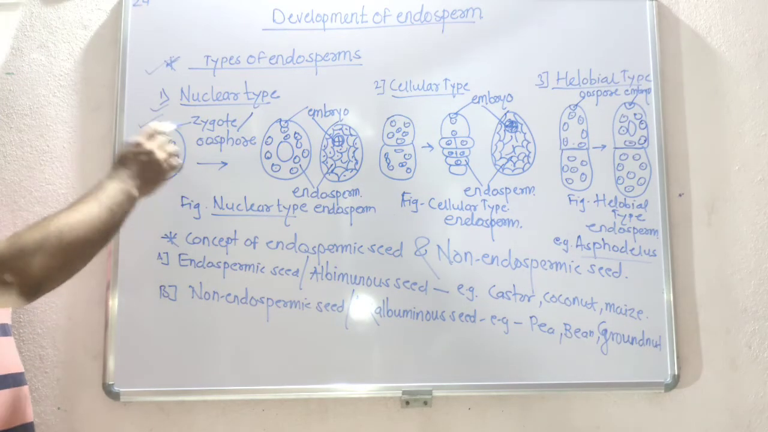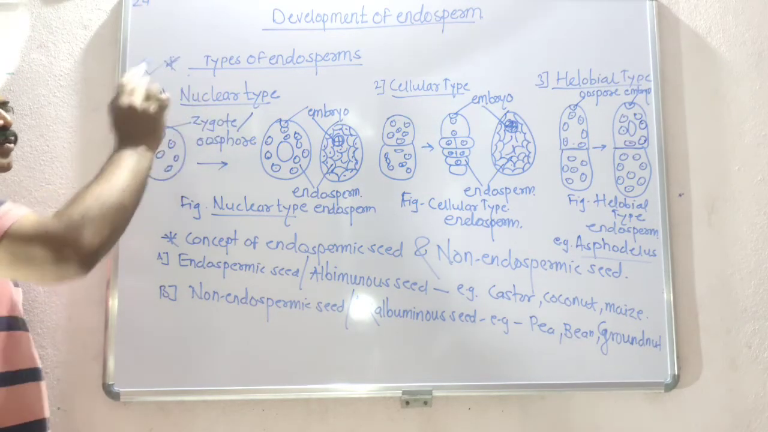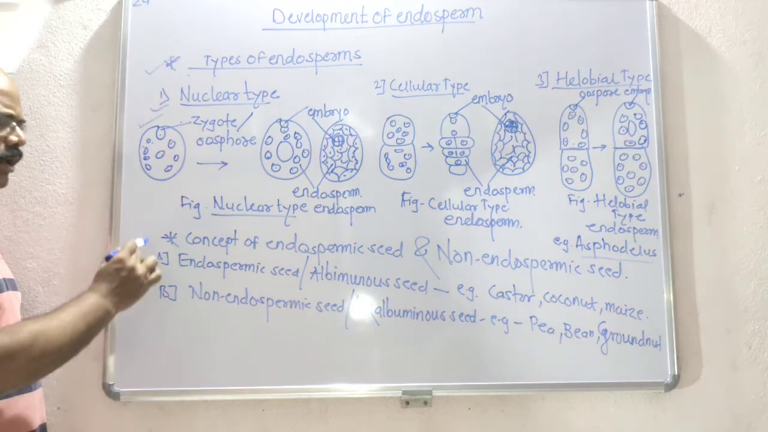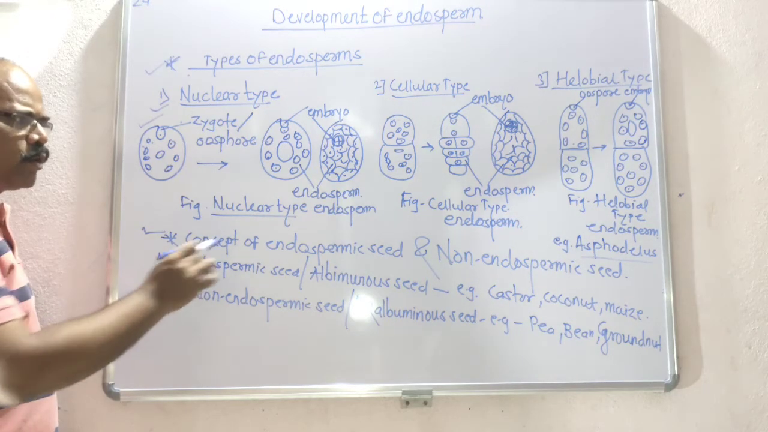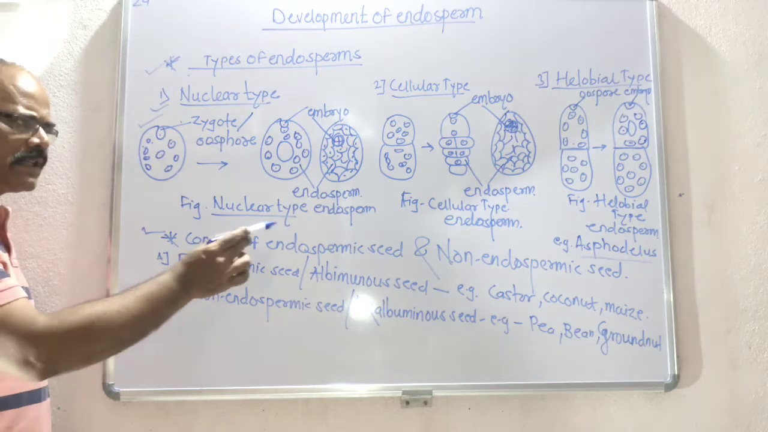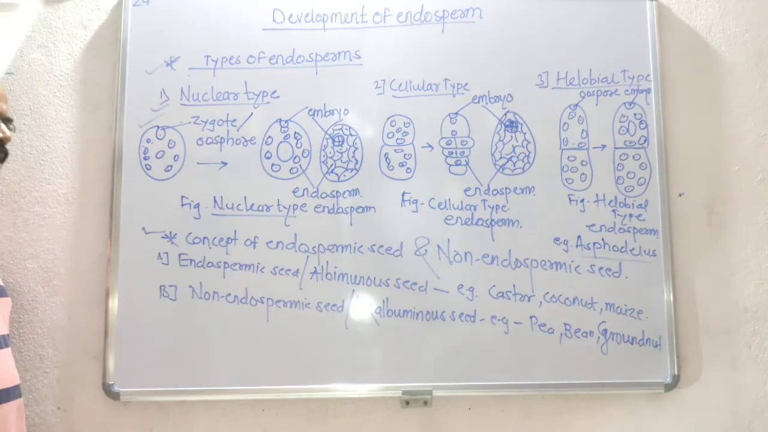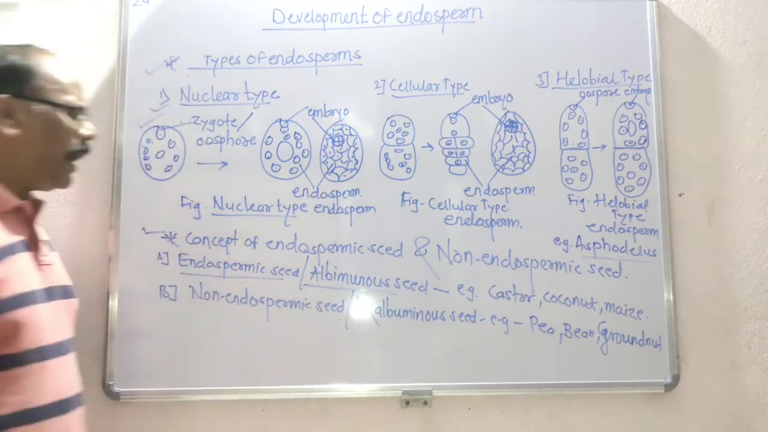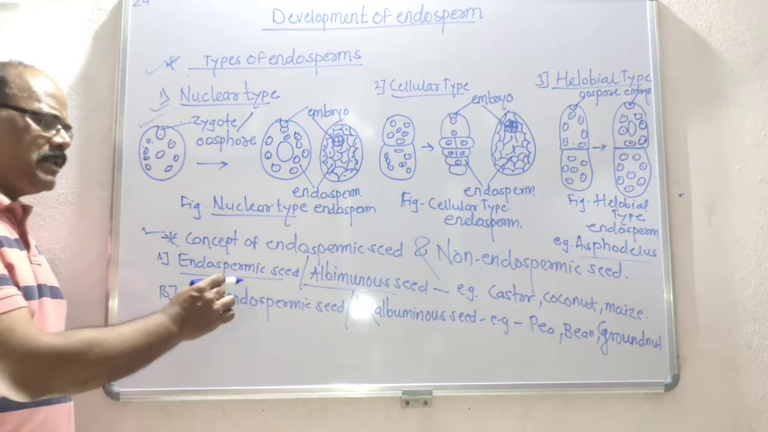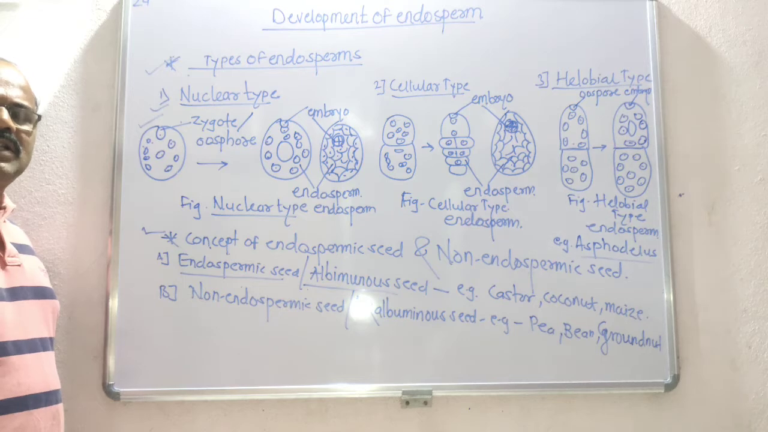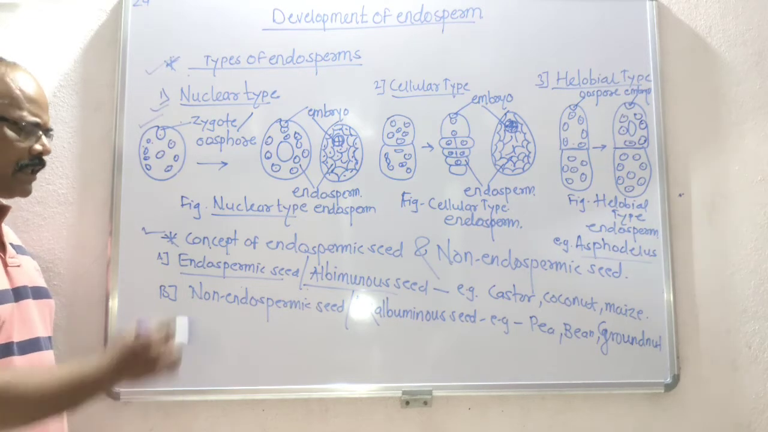These are the types of endosperms: nuclear type, cellular type, and helobial type. Then we turn toward the concept of endospermic and non-endospermic seeds. What is meant by endospermic seed and what is meant by non-endospermic seed? First we see the endospermic seed, which is also called the albuminous seed.